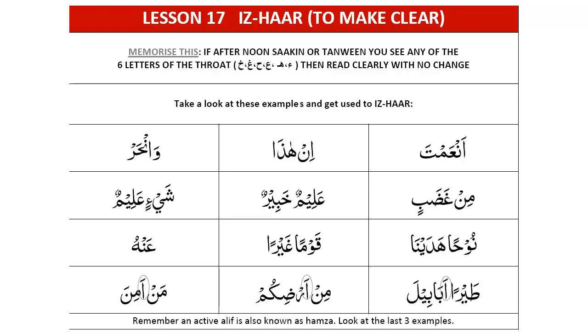Okay, take a look at these examples and get used to izhar. First thing you have to do in each one of these examples, let's look at the first 9, not the last line, the first 9 above. First of all, soon as you see an example, what you're looking for first is noon, sakin or tanween, right? Let's look at the first one, an'amta. What's in there? Noon, sakin or tanween? It's a noon, sakin. So what we've been told is, after noon, sakin or tanween, if one of the throat letters comes, you read it clearly with no change. So all these will be read exactly how they're written.